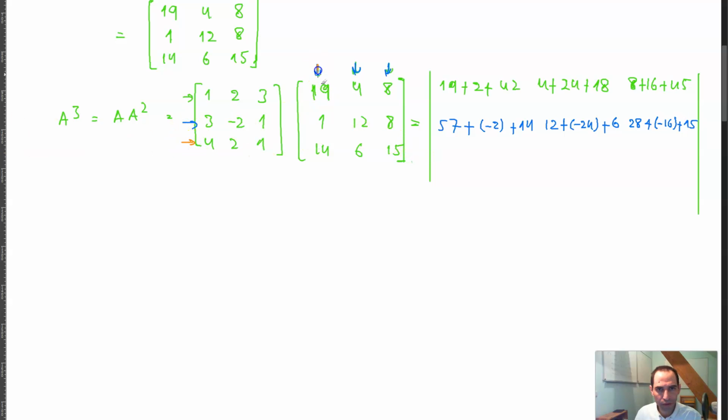Then this row and this column, 4 times 19 is equal to 76. And 2 times 1 is equal to 2. And 1 times 14 is equal to 14. Then moving to this column, I have 4 times 4 is equal to 16. 2 times 12 is equal to 24.